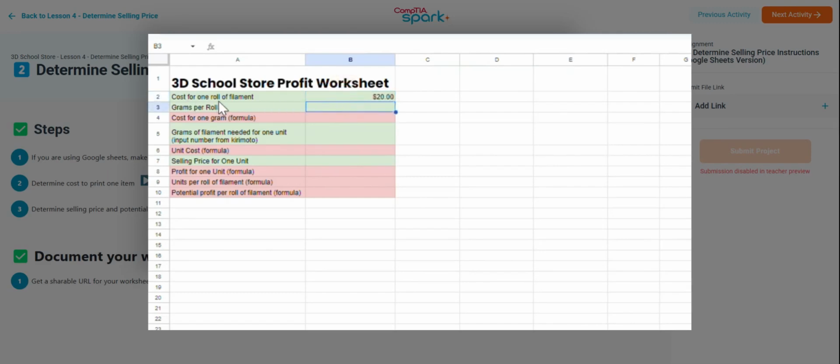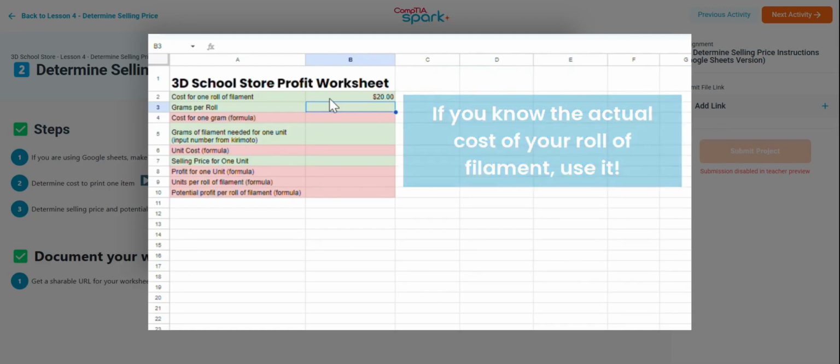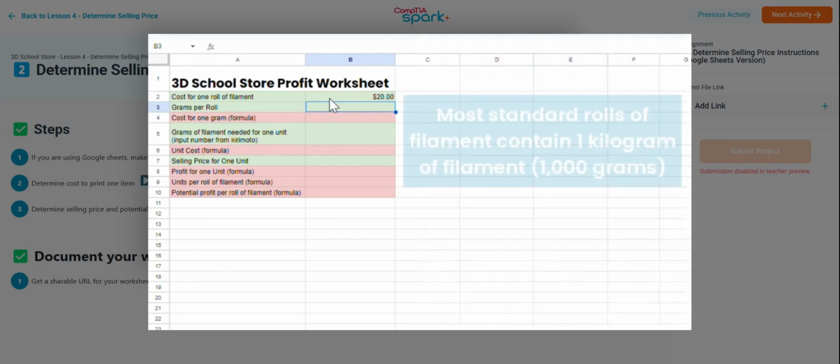All right, that's the cost for one roll of filament. You can also put $20, or if you know the actual cost for a roll of filament that you are using, you can put that amount. When purchasing filament, it is labeled by how much the filament on the roll weighs. So the next cell we will enter is the number of grams of filament per roll.